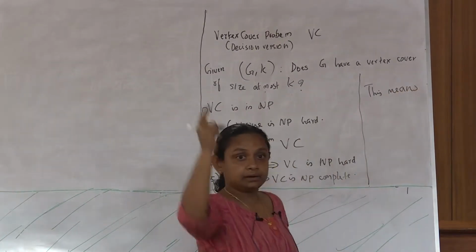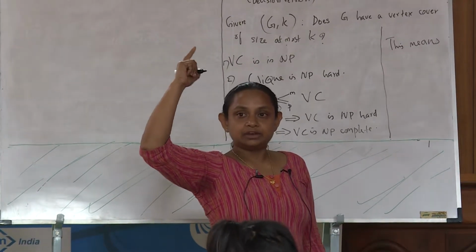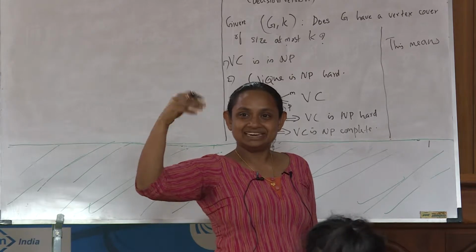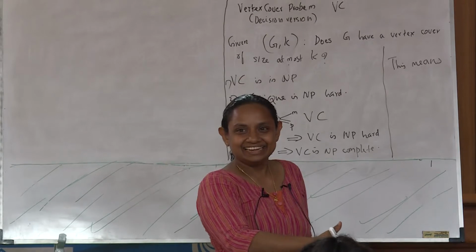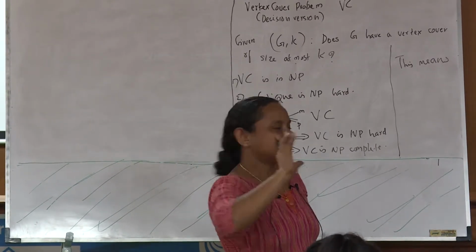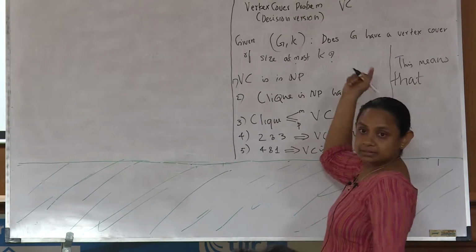can you read it from there? No. Can you see properly otherwise? I mean, your eyesight is okay? Okay. Otherwise, you come and sit here. Okay, I'll write a bit bigger. This means that, is this okay?